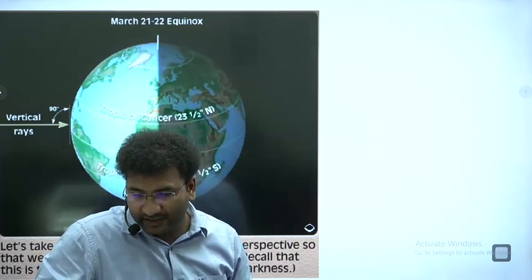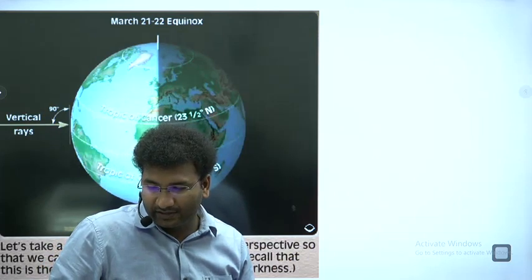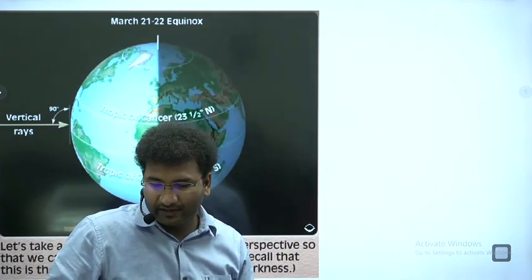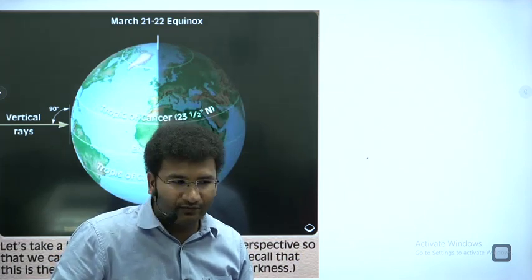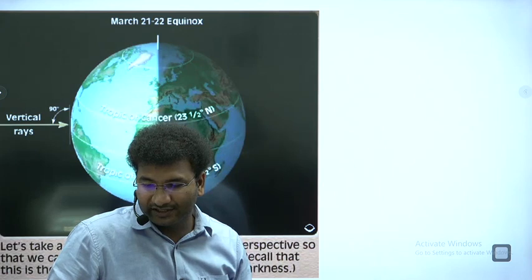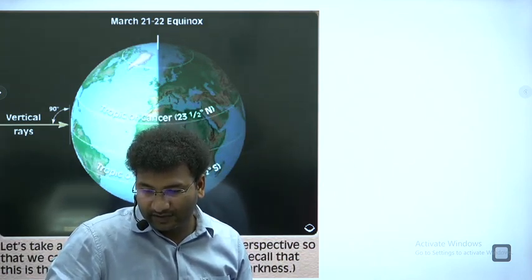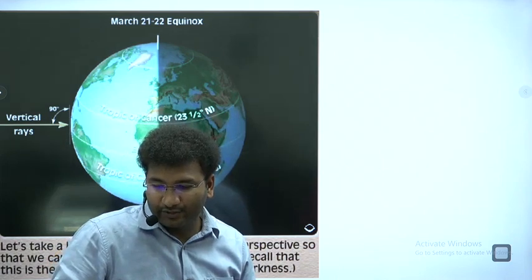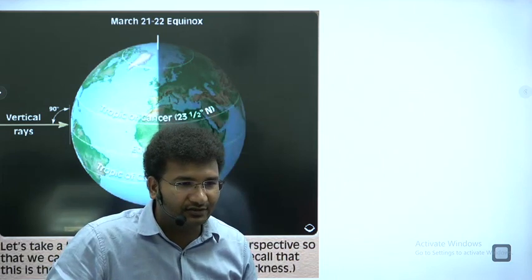Next point, it takes approximately 24 hours to complete one full rotation. Next point, day and night occur due to the rotation of the earth.